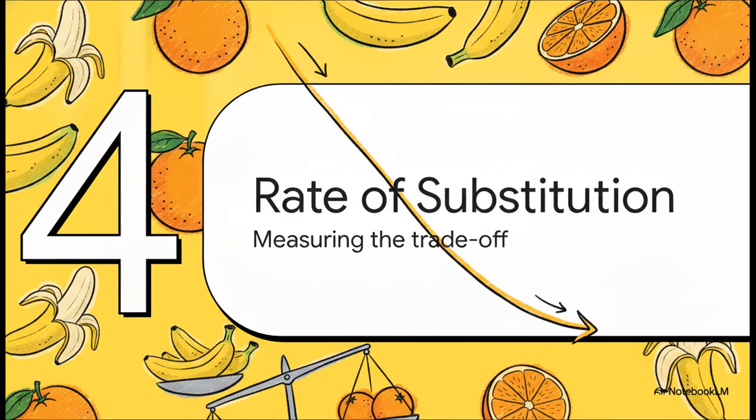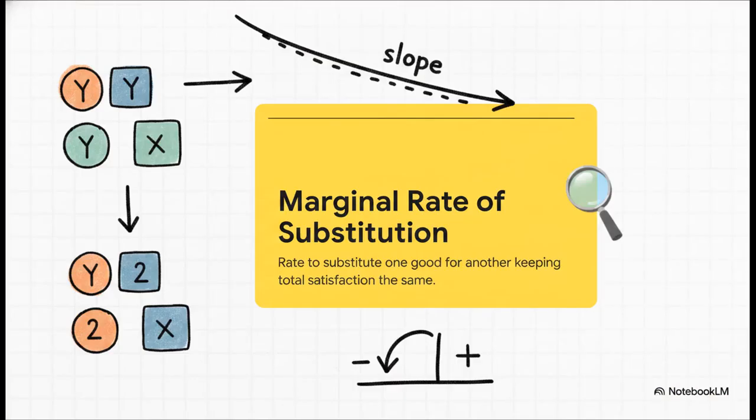All right, let's look a little closer at that math in Section 4, the rate of substitution. That brings us to the marginal rate of substitution, or MRS for short.